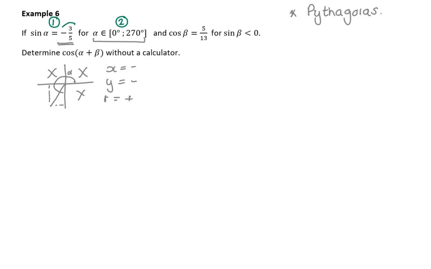Now I can use my identity here. Sine in the Cartesian plane is y over r. So r is 5, and the y must be the -3. Now how do we find x?